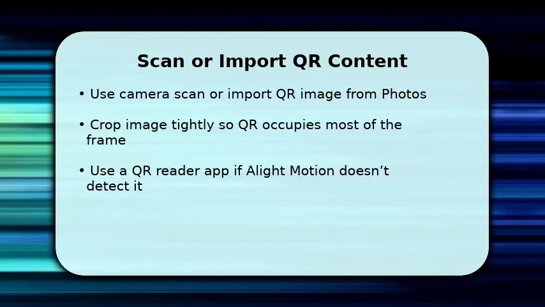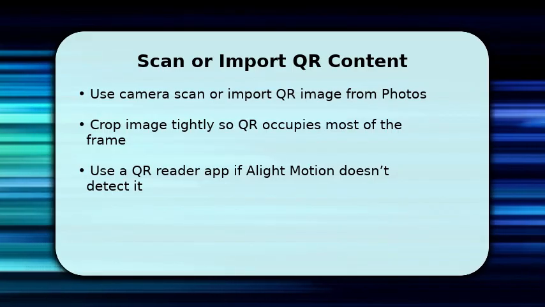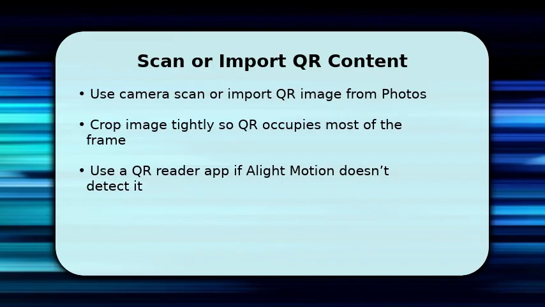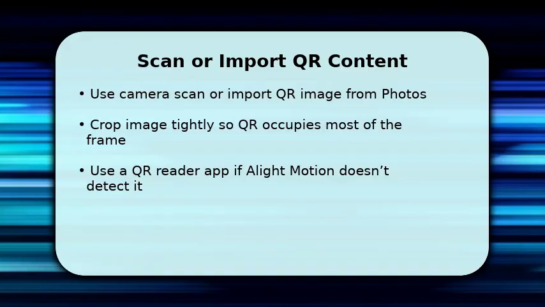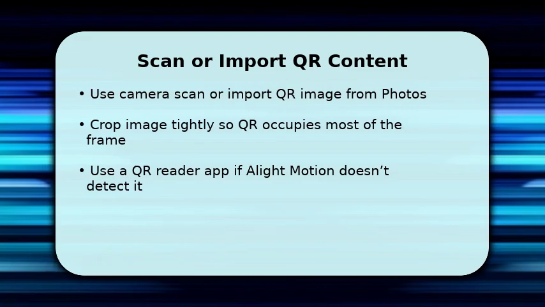Crop tightly so the QR fills most of the preview. Tighter framing improves detection and reduces noise. If Alight Motion cannot parse text or links, open a dedicated QR reader app, extract the URL or data, then copy it back into Alight Motion, either as an external link, text layer, or downloaded media. This two-step approach separates detection from composition for reliability.